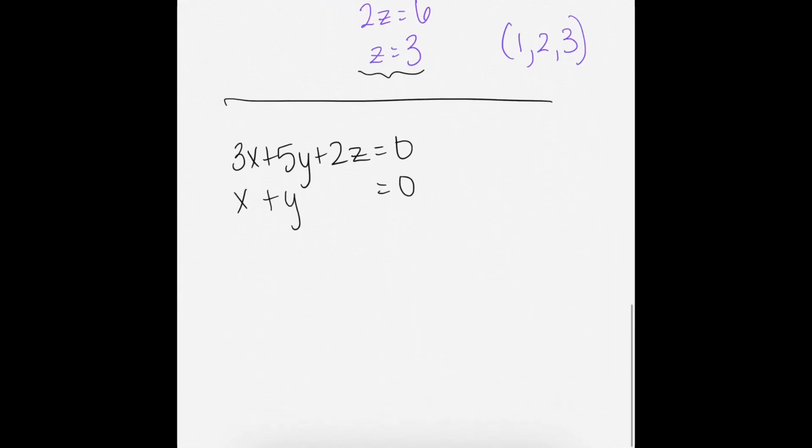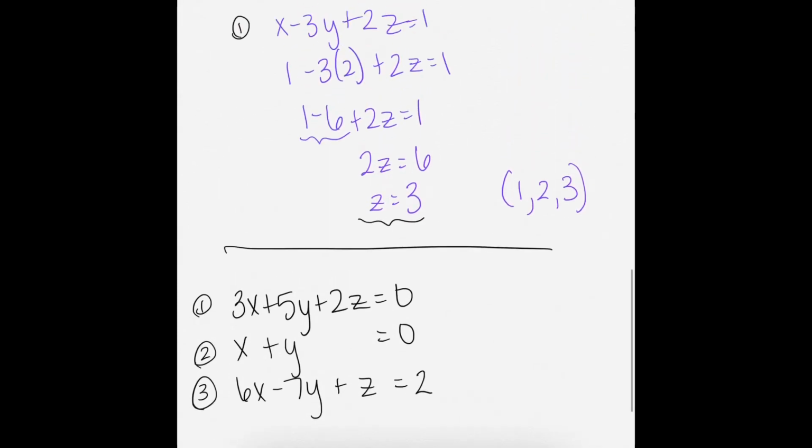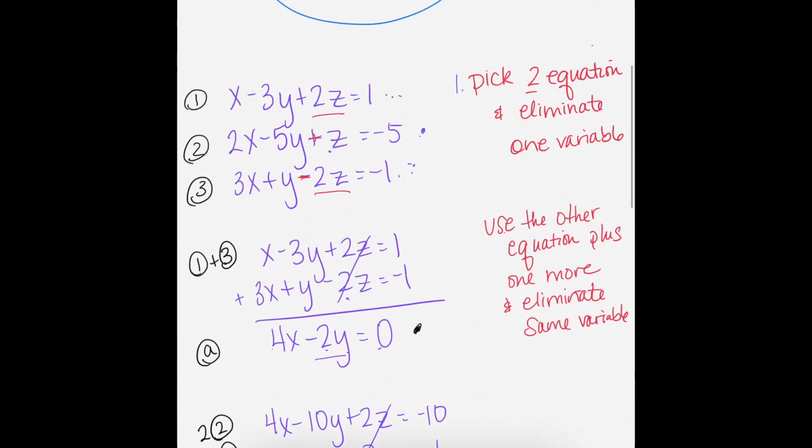We also have x plus y equals 0. And our last one is 6x minus 7y plus z equals 2. All right, we still have 3 equations, 1, 2, and 3. And we still have 3 variables in total. It just so happens that equation 2 is missing z. And honestly, it is a little easier than the last one we did, because we've already eliminated that.